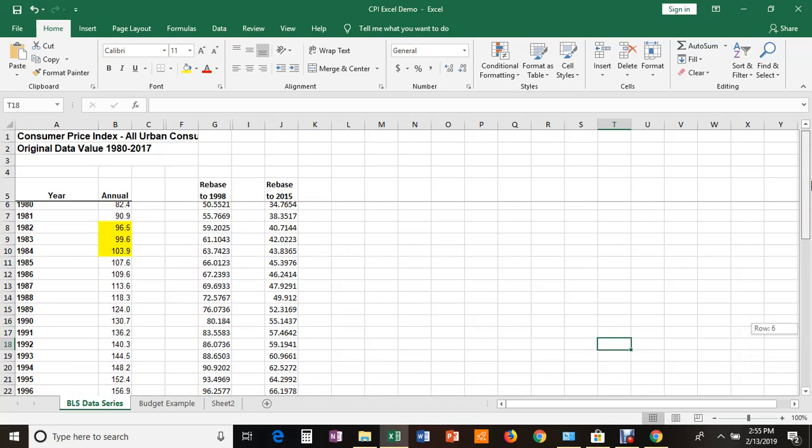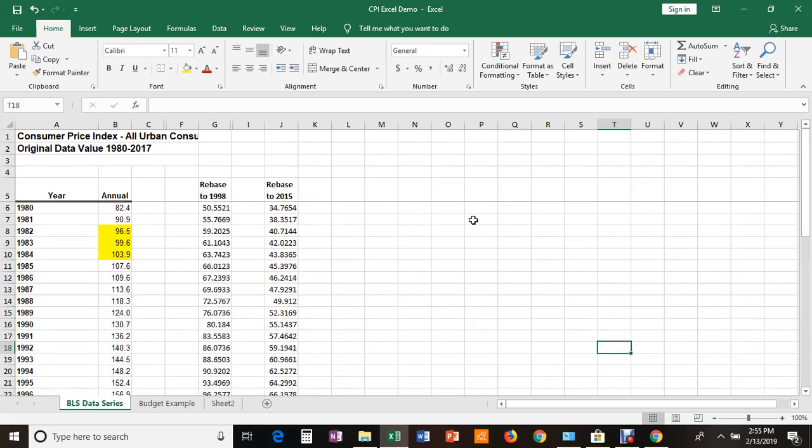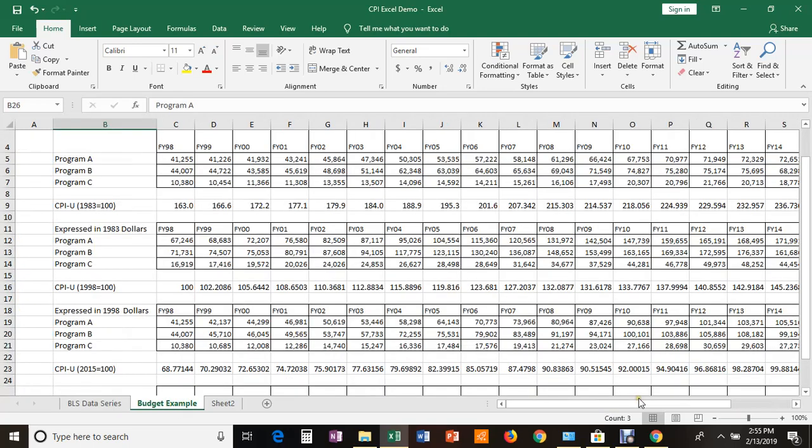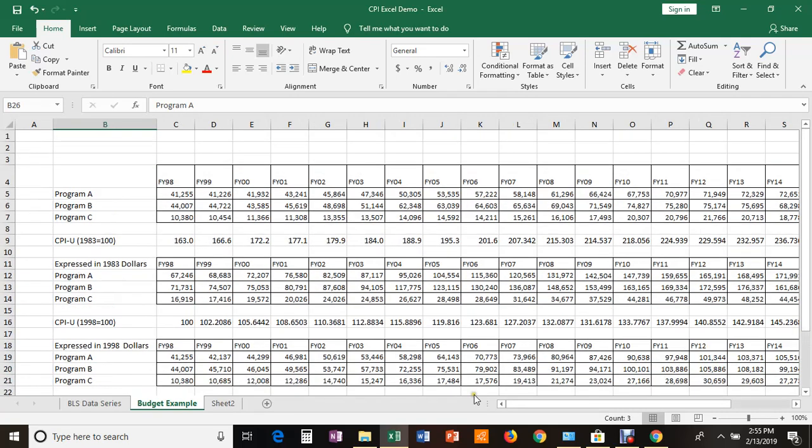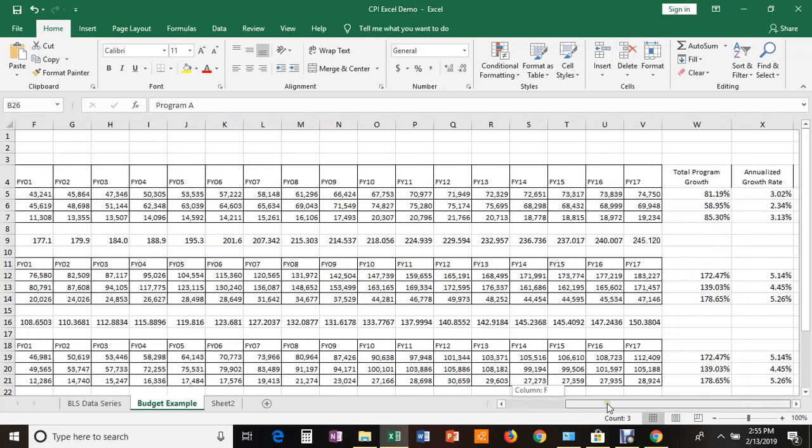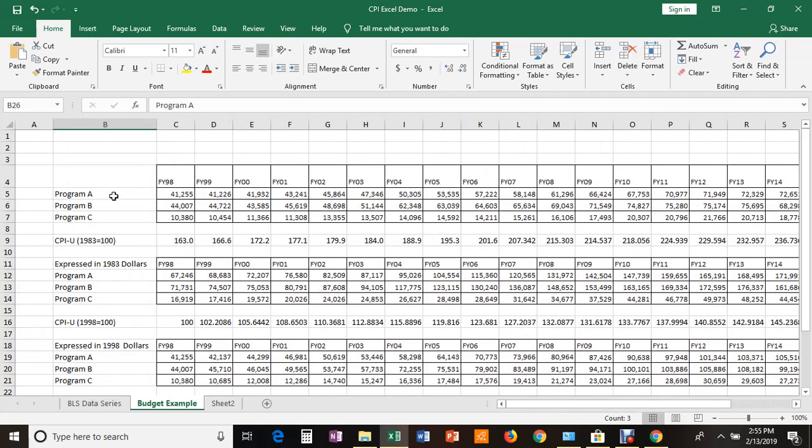But sometimes it actually helps to rebase to a different year, and I'll show you an application of that in just a second here. So on my spreadsheet, I have this budget example. Okay, so this is a mythical budget here, sort of. I had this budget from a government agency, partial budget, I should say. So from fiscal year 1998 all the way out to fiscal year 2017. And I had 3 programs in this government agency: Program A, Program B, Program C.